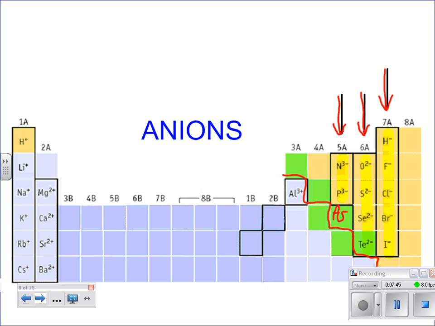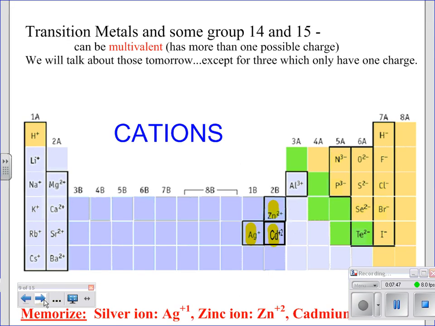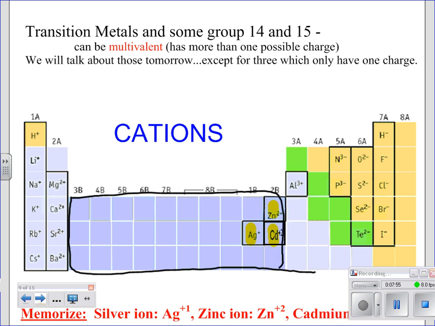And then we go back to our cations, and we left out a whole bunch of them. We left out all of these in here, your transition metals, and then we've got a couple in here that we left out. So we're going to address those more tomorrow. But what we do see from this is that there are a couple that we still have to have memorized. And you have these written on your sheet.